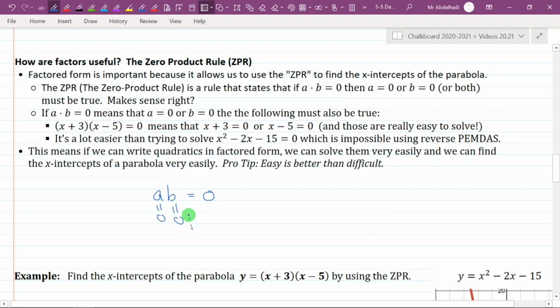Both is possible as well. So that's the zero product rule. If you have two things or more, three things even, let's say you have A times B times C, and when you multiply them, you get a 0. Well, at least one of them has to be a 0. That's guaranteed. So the zero product rule is pretty simple.